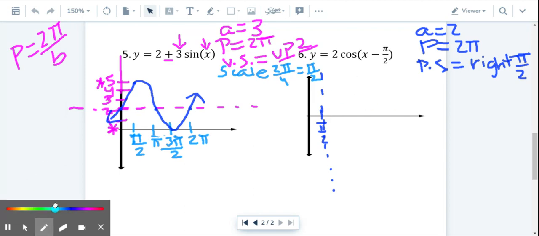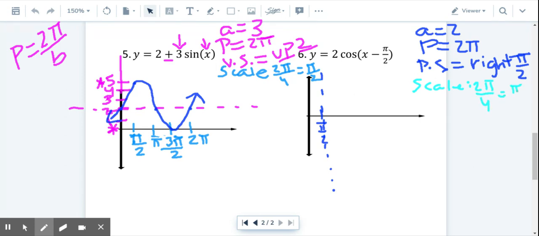So now we need our scale. So the scale is 2 pi divided by 4, which is pi over 2. And it matches up with what we already wrote down, pi over 2. So here we're going to label 1, 2, 3, 4. I have 1 pi over 2, 2 pi over 2 is pi, 3 pi over 2, and 4 pi over 2 is 2 pi.